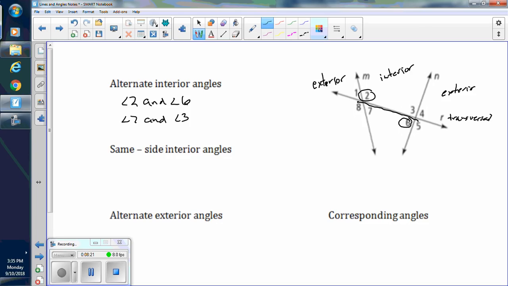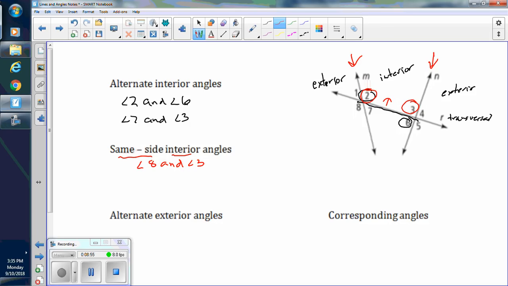Same side interior are going to be two angles that are on the same side in the interior. So they have to be in the interior on the same side. So here we're looking at 8 and 3. So angle 8 and angle 3 are on the same side, and they're also in the interior. They're between the two parallels. They're between the two lines. And they're inside on the same side. They're both on the top of the transversal.